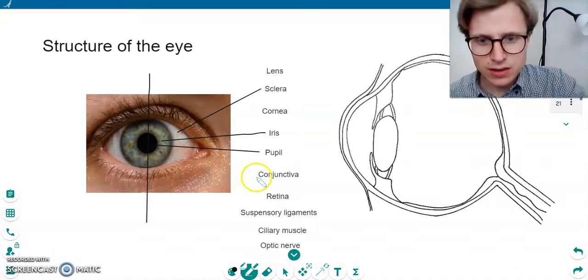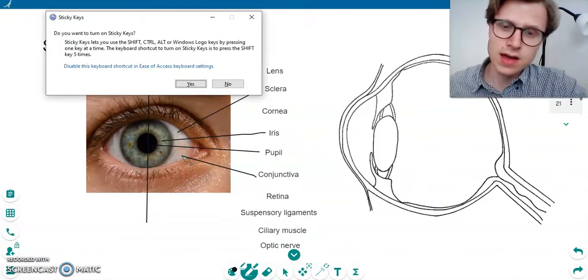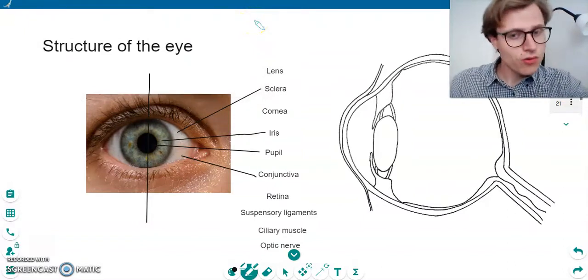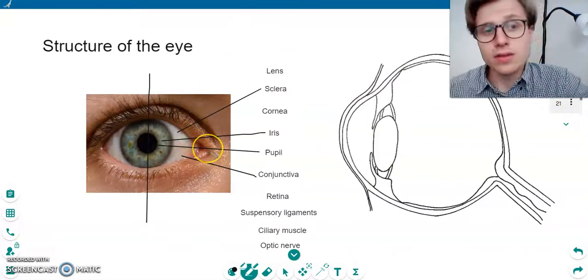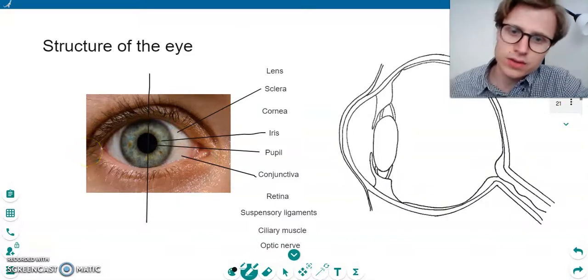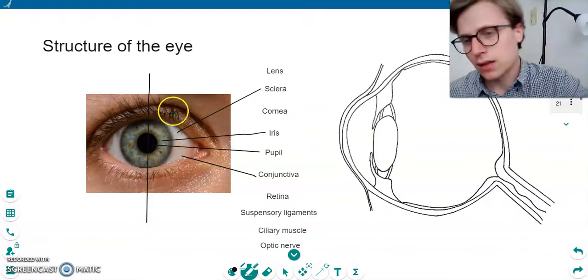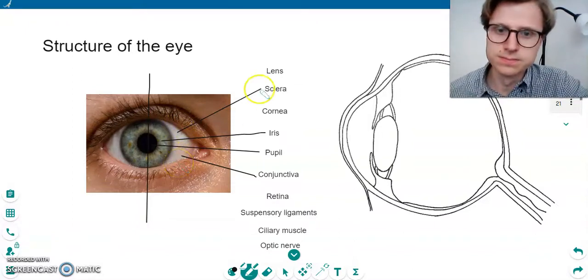A very thin layer overlying the sclera is called the conjunctiva, and the conjunctiva has a protective role, and it also contributes to tear formation, though less so than the lacrimal gland, which produces most of the tears. But the conjunctiva also contributes, and so it runs over the top of the sclera, but it also runs underneath the eyelid, so it's continuous with the underneath of the eyelid.